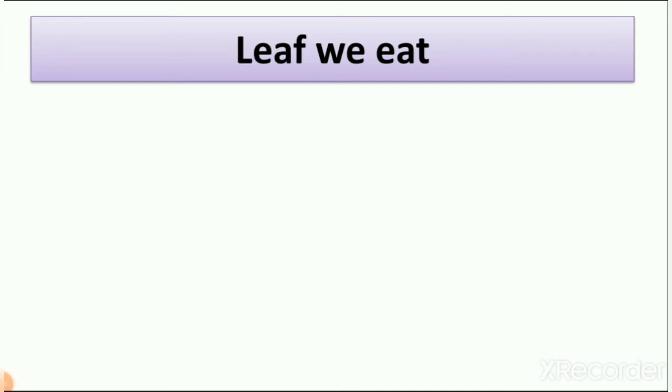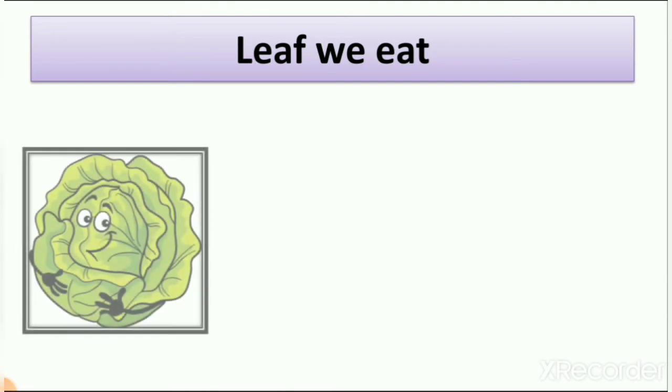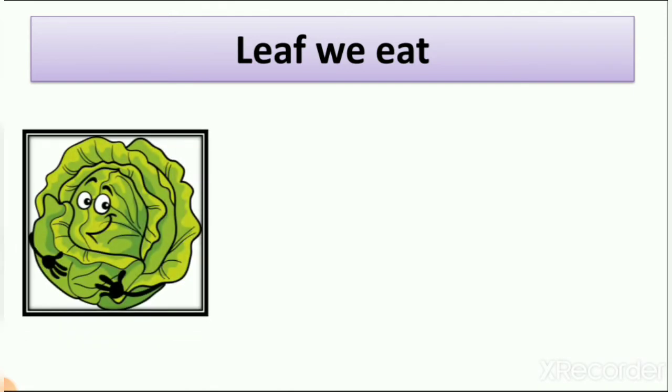Leaf we eat. When we learn about leaf, we learn that the leaf is the kitchen of the plant, and flowers and fruits start growing after the leaf. Why? Because the leaf makes food for the plant, and this food helps flowers and fruits to grow. So let's see which leaf we eat. Yes, it is cabbage. When we cut the cabbage, we see that it looks like a ball, but it is a leaf ball. When we take out the leaves and cut them, we understand that cabbage is a leaf we eat.